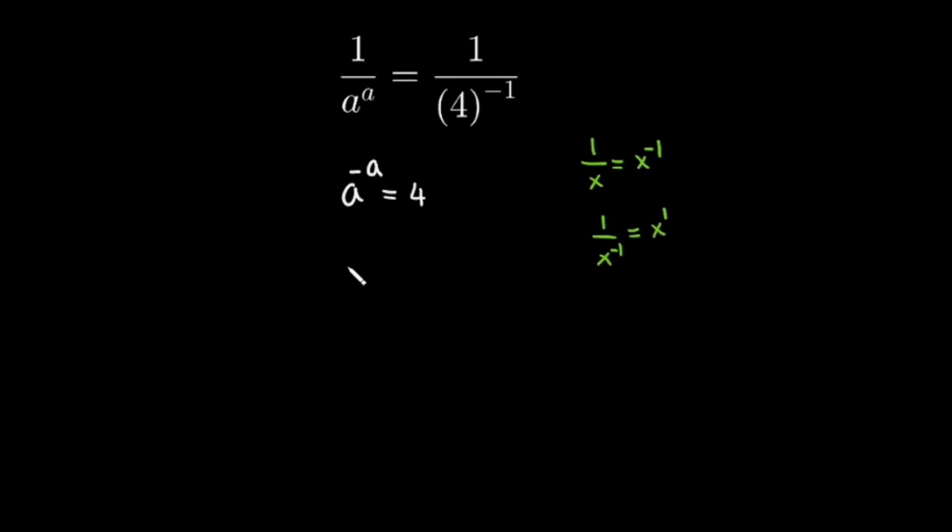So in the next step, a raised to the power minus a, this 4, if I write minus 2 raised to the power 2, because minus 2 raised to the power 2 is equal to minus 2 times minus 2, this is equal to 4. So in the next step, a raised to the power minus a is equal to minus 2 raised to the power 2.